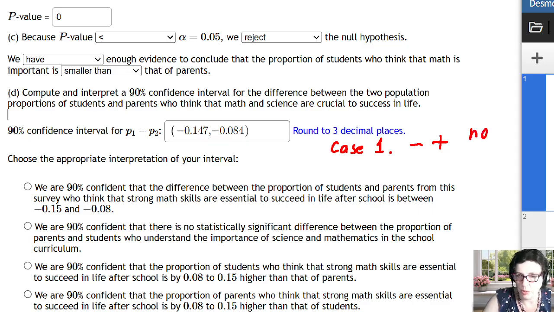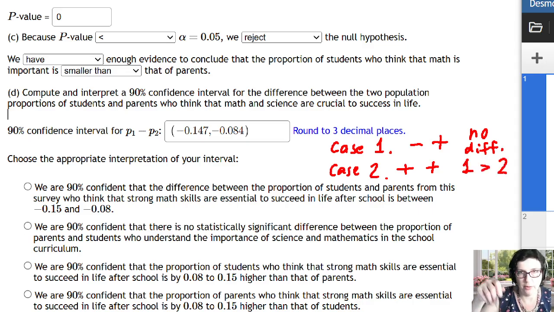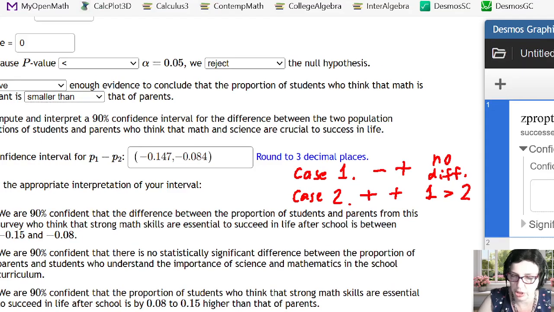This is no statistically significant difference. So I'll just abbreviate it for saving space. So that's no difference. Case 2 is when you got plus plus. This is 1 is larger than 2. So sample 1, whatever that was, is going to be larger than 2. So that's what we're going to say. The same thing is true for the population. And finally, case 3, which I don't have space to write, is going to be minus minus. This is where the second one is larger than the first.